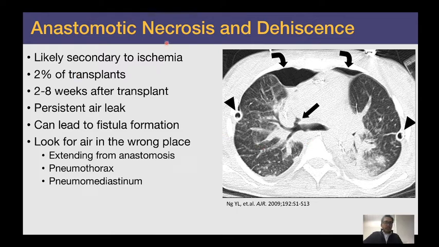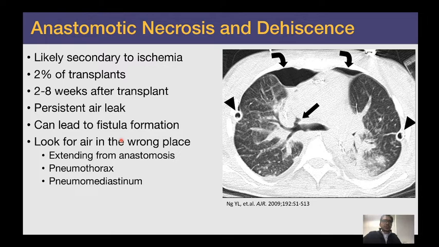But anyway, anastomotic necrosis and dehiscence is 2% of transplants, and it happens within 2 to 8 weeks after transplant. And the clinical sign is that there will be a persistent air leak if the patient still has a chest tube in place. Okay, but the air can go into the mediastinum, it can go into the pleura, it can dissect in all sorts of places. So, and then it can lead to fistula formation. So this is one of the later complications of anastomotic necrosis and dehiscence, is fistula formation.